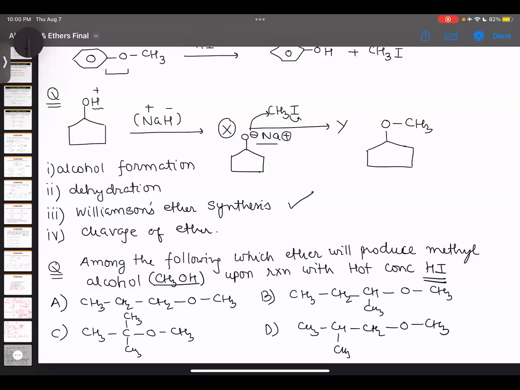But this is asking something very different. CH3OH, what does it mean? CH3OH means the cation is going to form on the tertiary carbon, right? Means the cleavage has occurred from the tertiary carbon.